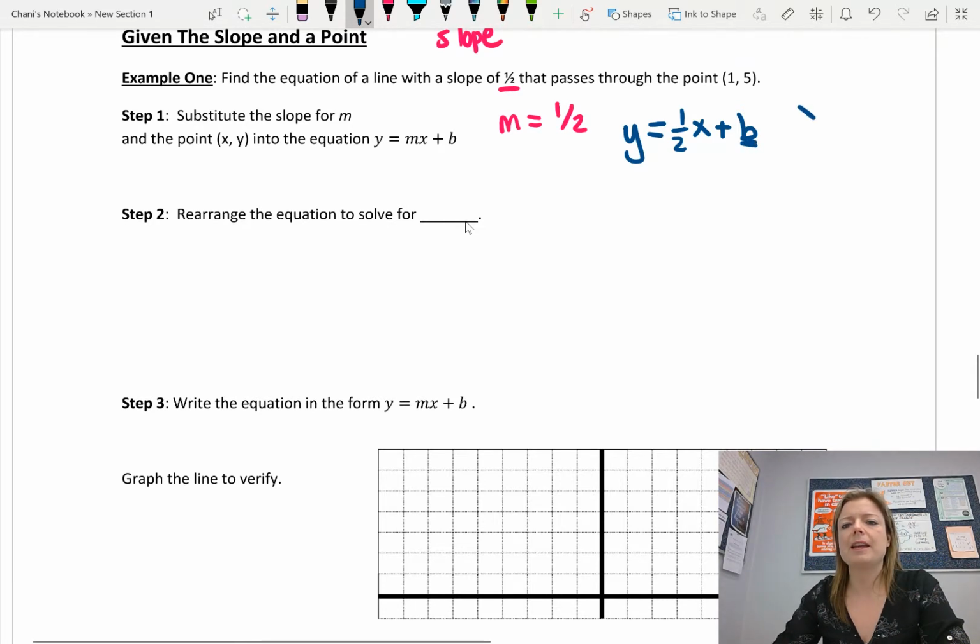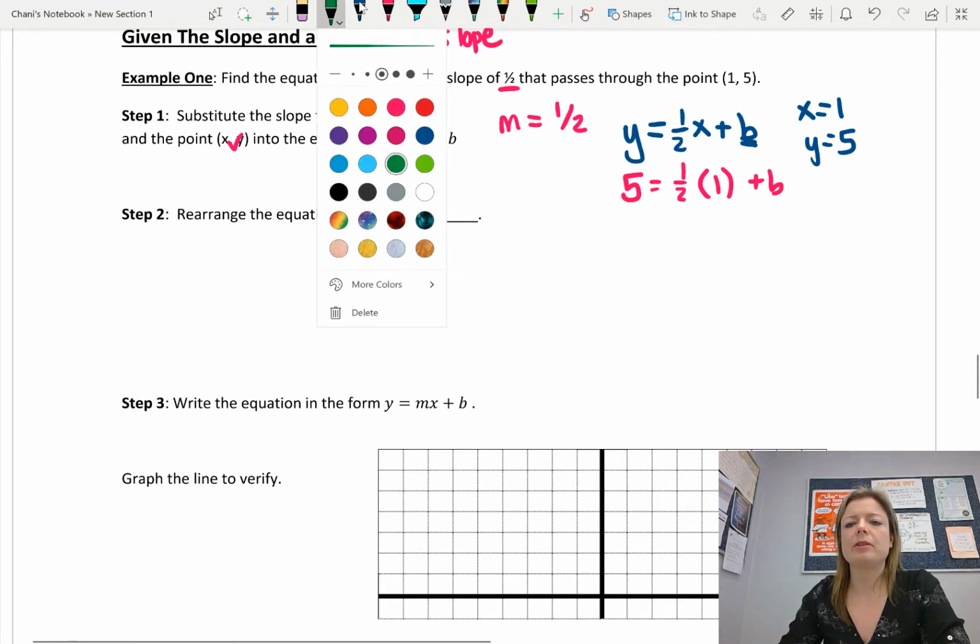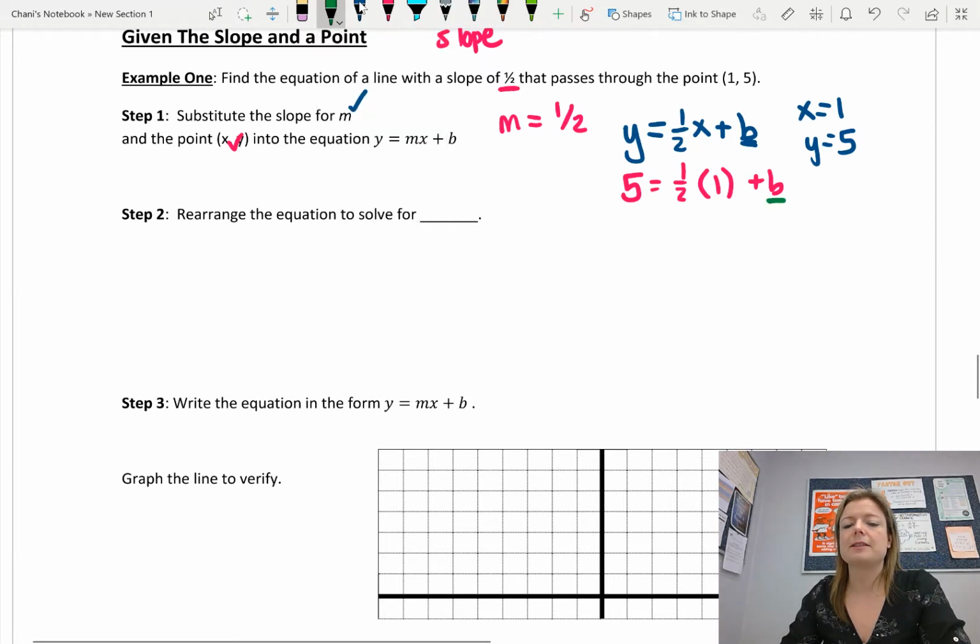So we can sub in x equals 1 and y equals 5 for x and y, because we know the point (1, 5) is on this line. So we're substituting in m, we did that, and now this point into the equation. So y, which is 5, equals a half times 1 plus b. So take a look at this equation. Notice that in this equation, the only variable now is b. That means we can solve for b.